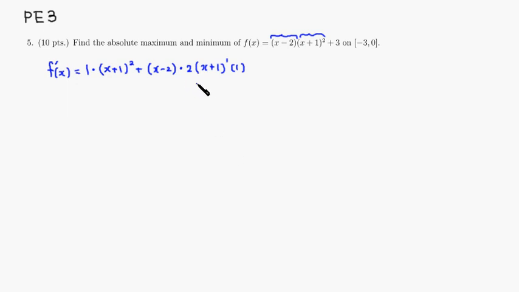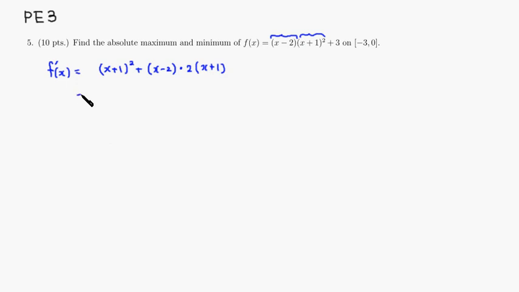Raising it to the first power doesn't really do anything, so I erase that. And you see that times 1 doesn't really do anything, so I erase that. And here, times 1 doesn't do anything, so I erase that too. So it looks a little cleaner there.